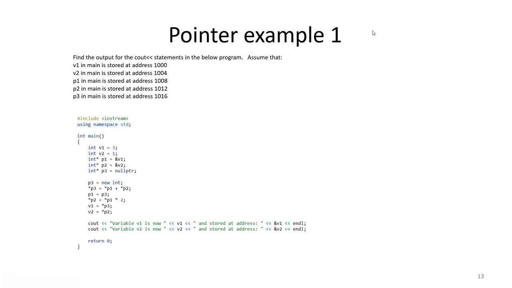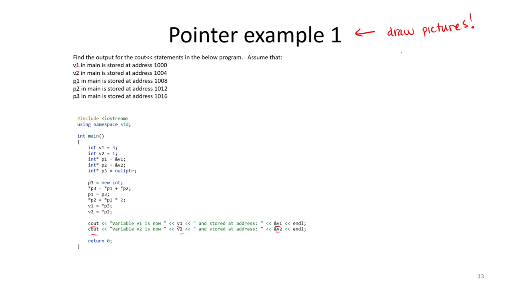All right, let's now try our next example. This is a pointer question. And for these types of questions, it's very helpful to draw pictures as you complete these questions. This will help you keep track of what's happening in the memory. In this example, we are given some information about where the variables are stored. Our task is to determine the output of these cout statements at the bottom of our program.